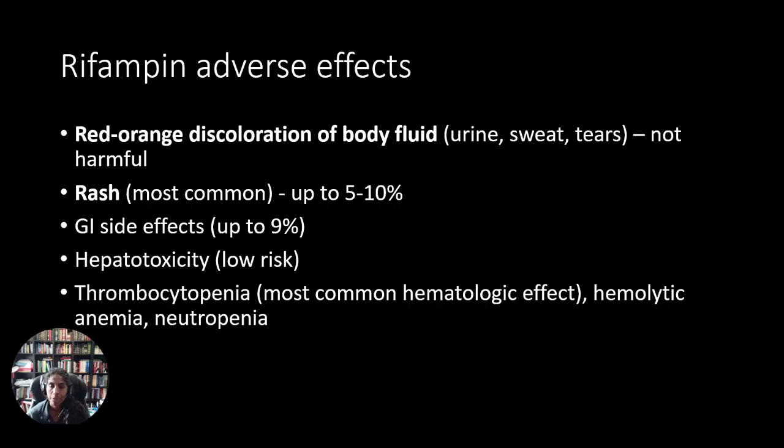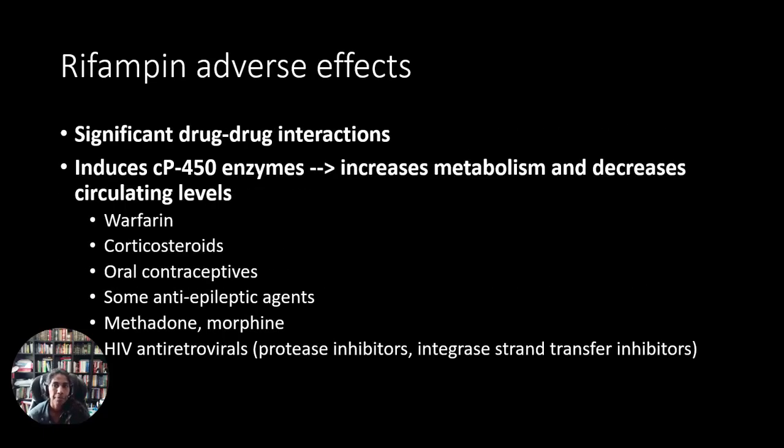GI side effects can be observed in up to 9%. Luckily, rifampin is lower risk for hepatotoxicities than some other drugs such as INH. Rifampin can also have effects on bone marrow suppression and the CBC with differential. Thrombocytopenia is actually the most commonly observed hematologic effect. You can also see hemolytic anemia and neutropenia.